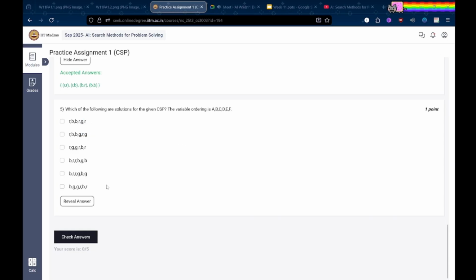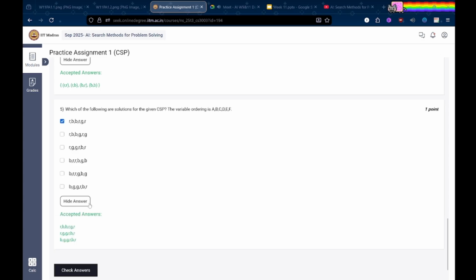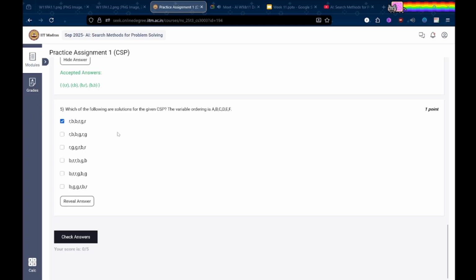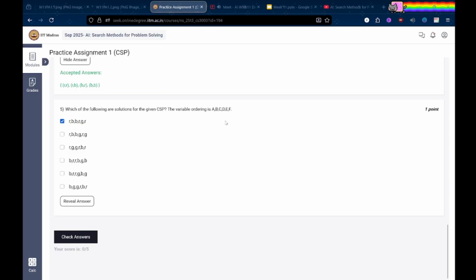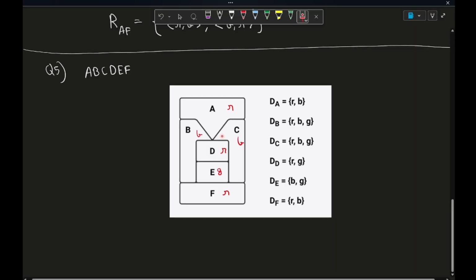Okay, let's see. So we are saying that this is correct. Yes, it is considered correct. So RBB RGR is considered correct. It's a solution for this map coloring problem. So that means that A and D are not neighbors.